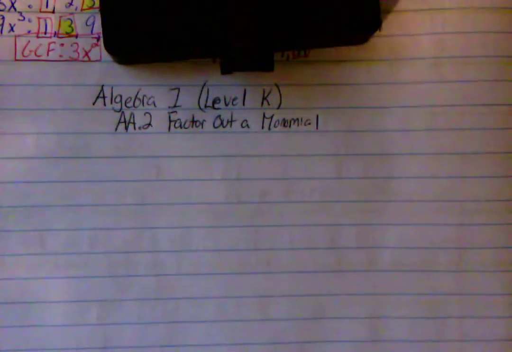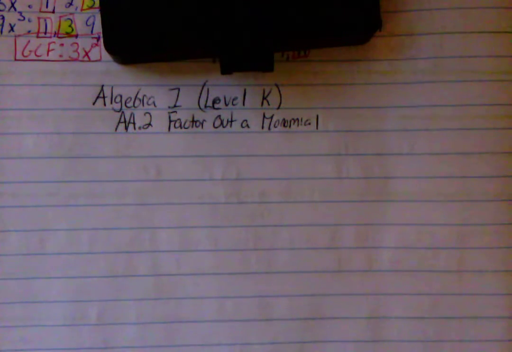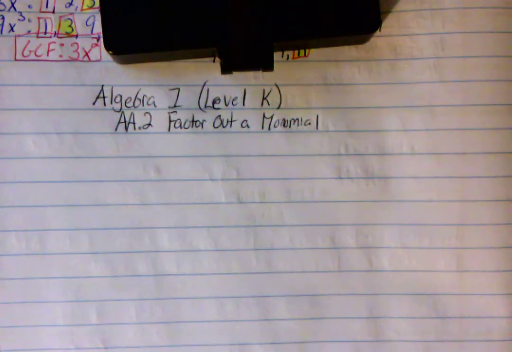In this video we are going to go over Algebra 1, level K, AA.2, factor out a monomial on IXL. So your typical question will say, factor out the greatest common factor. If the greatest common factor is 1, just retype the polynomial.